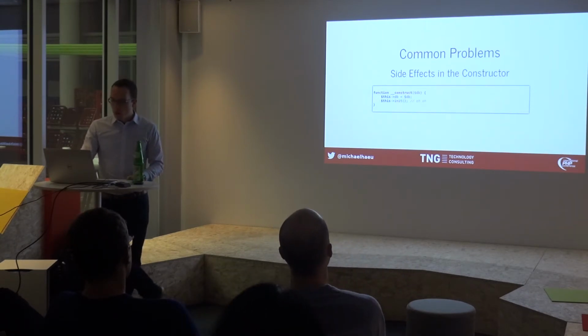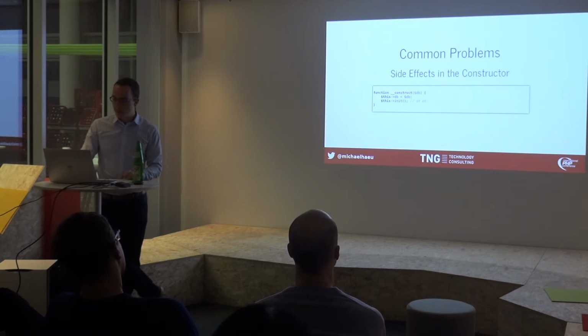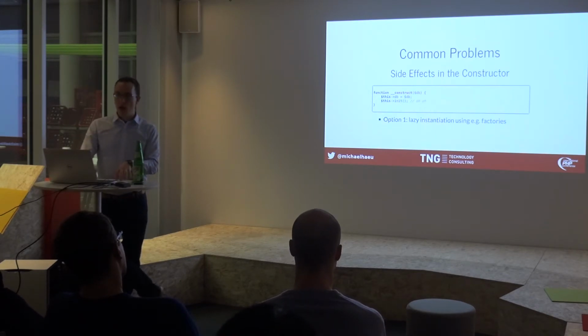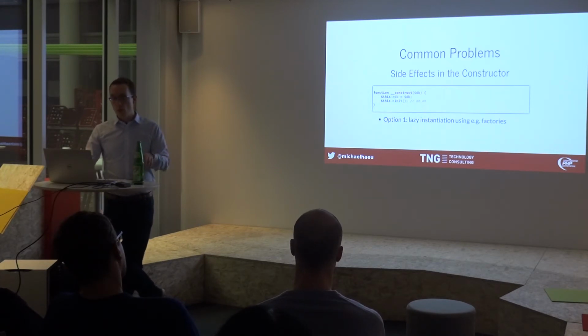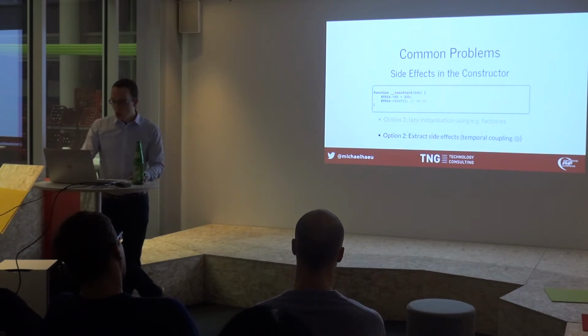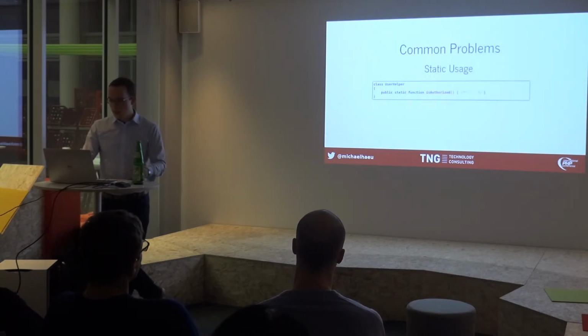Okay, common problems. So oftentimes you will see something like this, and there are side effects in a constructor. This is obviously something you want to avoid. You can do that by either using lazy instantiation. You can encapsulate this in a factory, pass down the factory, and when you actually need it, you get it out of the factory. Option 2 is you extract a side effect, so you remove the init statement and you call it where you actually need it. However, this creates something called temporal coupling, which has the problem that you always need to remember to do this, and probably someone is going to forget it, and then everyone's sad.